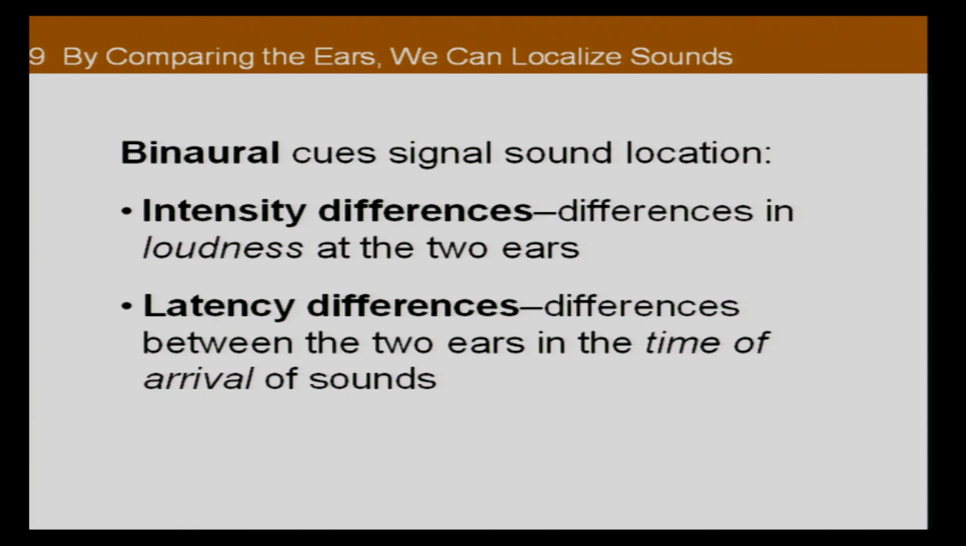A second way the brain can compute sound localization is latency differences. So not only is a sound louder in this ear than this ear, but the sound reaches this ear sooner than it reaches that ear. So the auditory cells in this ear will be stimulated just a little bit earlier than that ear. And that is also processed by the brain, and that is used to localize sound.